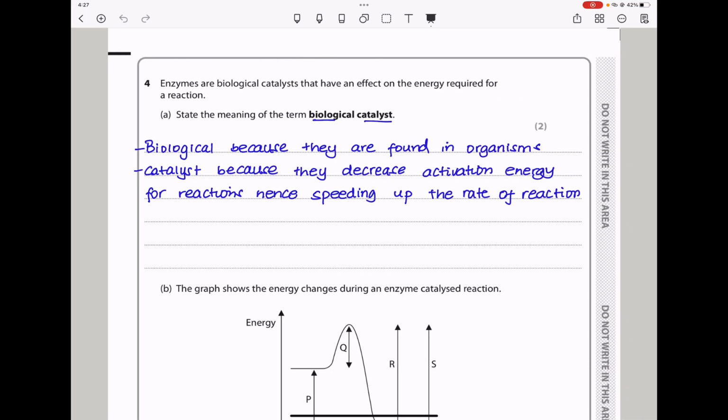Question 4. Enzymes are biological catalysts that have an effect on the energy required for a reaction. State the meaning of the term biological catalyst. The term biological means they work in organisms, and enzymes are catalysts because they decrease activation energy for reactions, hence speeding up the rate of reaction.